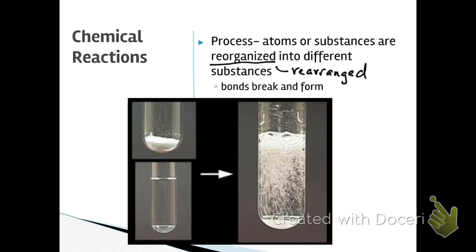Let's do something very simple. So let's say we have sodium bromide plus chlorine. In this chemical reaction, what I want you to see is sodium was with bromine, but after the chemical reaction, sodium and chlorine actually joined together, bonded together, and then bromine got kicked out. So it's just kind of like a rearrangement, right? Okay.